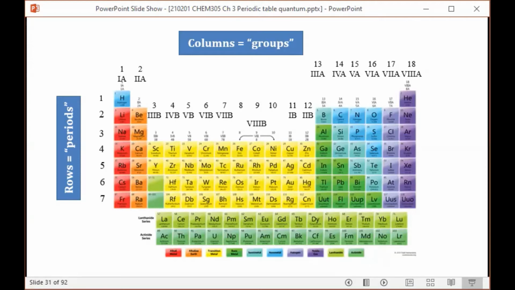It's also a good idea in this section of the class to, if you're able to, maybe print off a couple extra copies so you can color code them and draw on them and label them to get extra practice learning how the periodic table is set up.